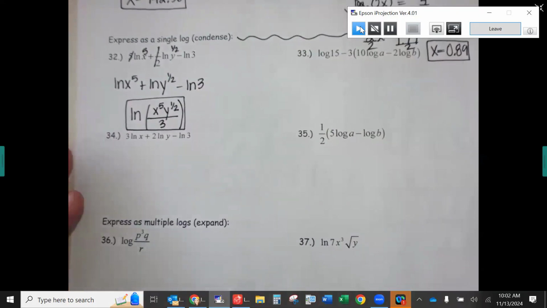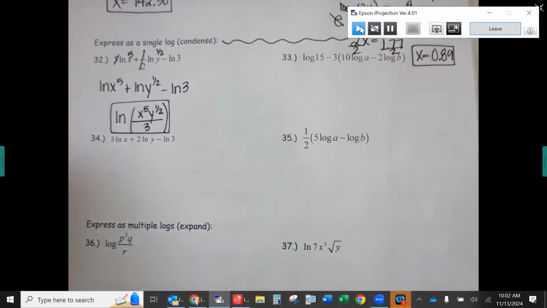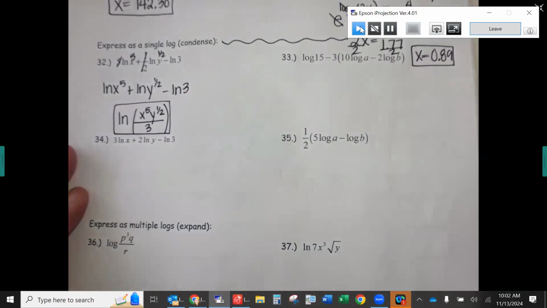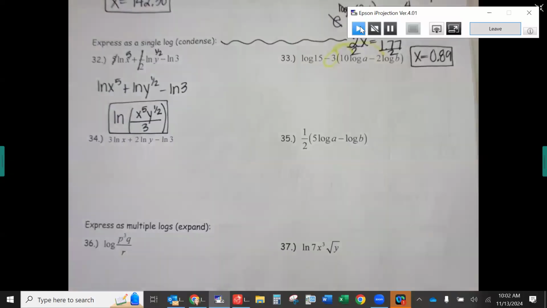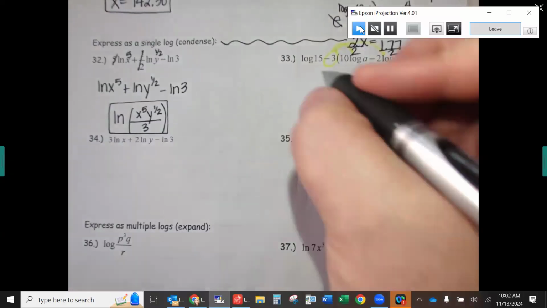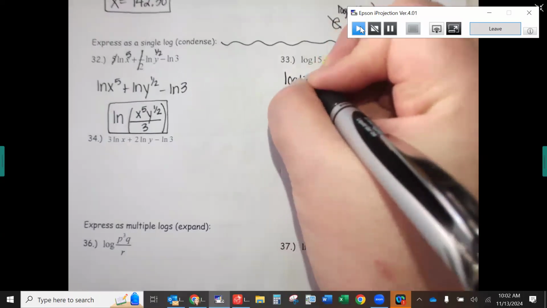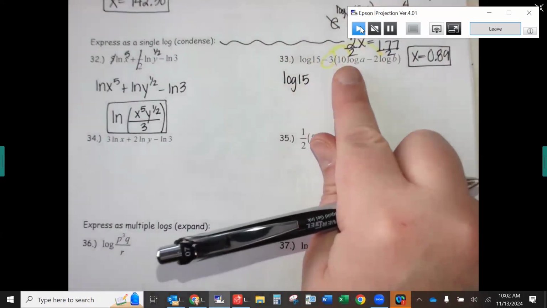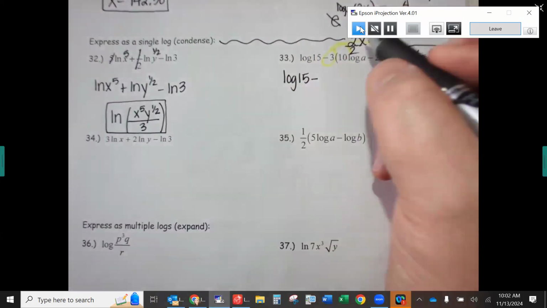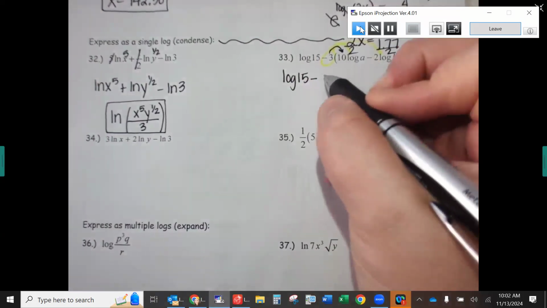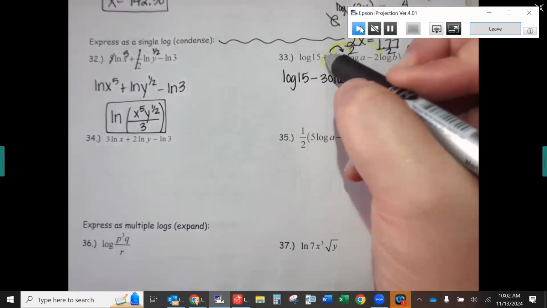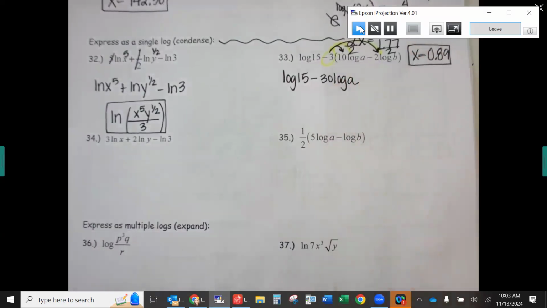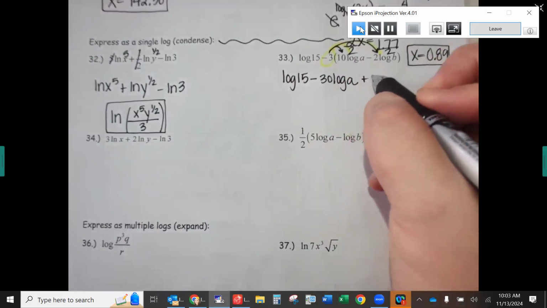All right, take a look at number 33. That's the other one we'll do from this section. If you have parentheses, you do not move any numbers until you get rid of them. So I see on this question that I have a -3 on the outside. I'm going to need to distribute that into both of the terms in the parentheses. So I'm going to have log 15. What is -3 times 10 log A? You're just timesing the numbers in the front. 30 log A. Okay, now careful on the next one. You're doing a -3 times a -2, plus 6 log B.